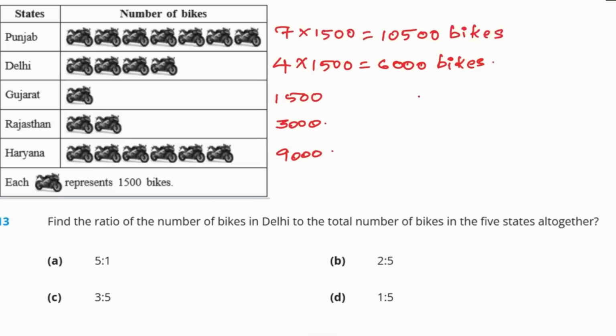So what we have to do here is add all the bikes to get the total number of bikes in the 5 states altogether. Okay, so 10,500, 6,000, 1,500, 3,000, and 9,000.